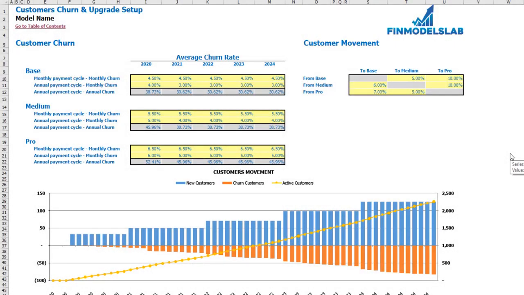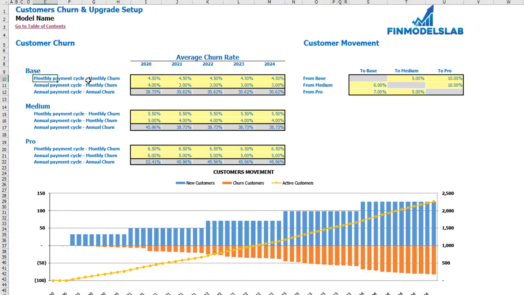On the Customer Movement tab, you can input customer churn assumptions and customer movement assumptions. So let's start from churn rates. In here you can input your churn rates broken down by payment cycles and broken down by offerings. Please note that you input monthly churn.